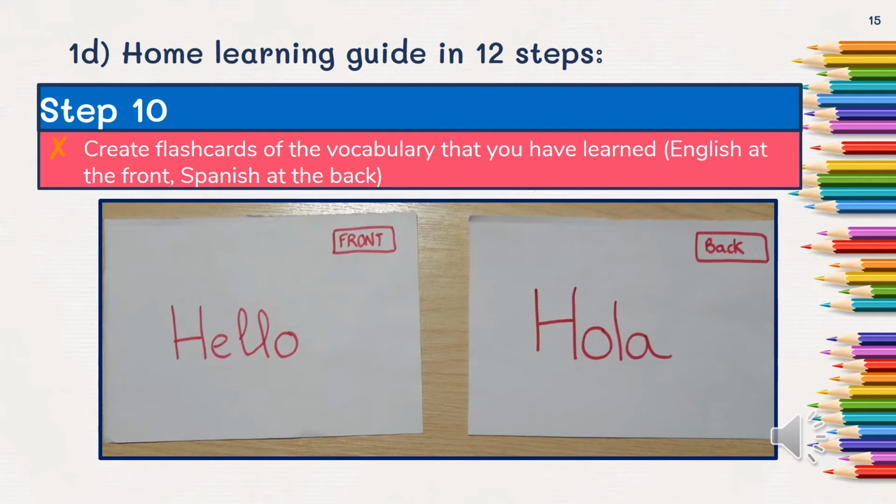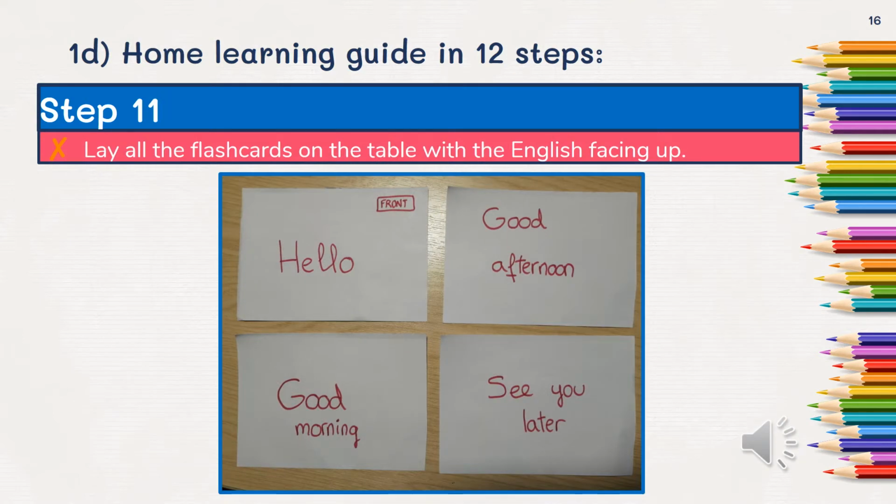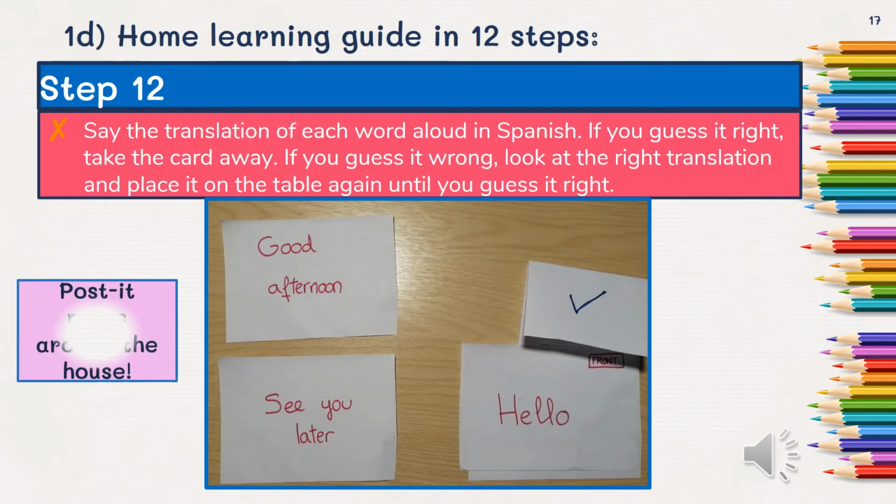Step 10. With the vocab that you've just learned, you're going to create flashcards with the English at the front and the Spanish at the back. Step 11. Lay all the flashcards on the table with the English facing up. Step 12. Say the translation of each word aloud in Spanish, or in French if you're practicing French. If you guess it right, take the card away, and if you guess it wrong, look at the right translation and place it on the table again until you guess it right.